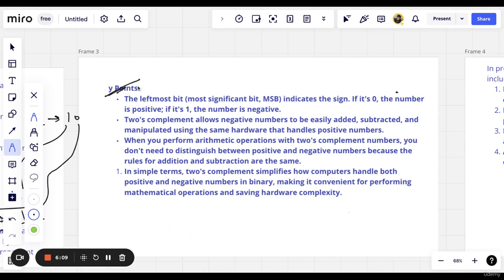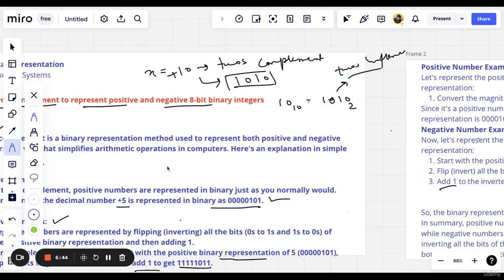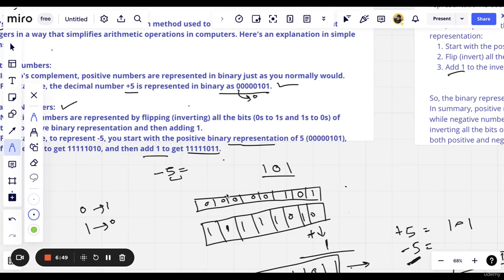The conclusion is that the leftmost bit is called the most significant bit, and the rightmost bit is called the least significant bit. The leftmost bit indicates the sign. What does it mean? In this case, the most significant bit had the sign 0 in positive 10, but in negative 10 it had the sign 1. Even in positive 5, the most significant bit had the sign 0, and negative 5 had the sign 1.